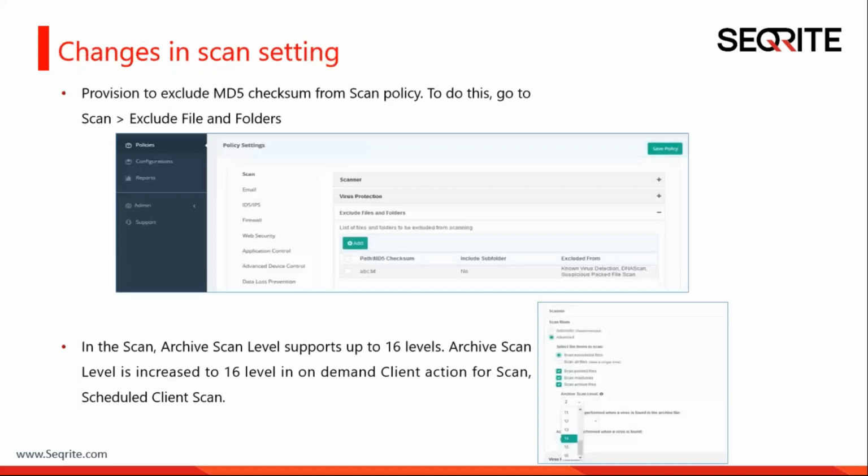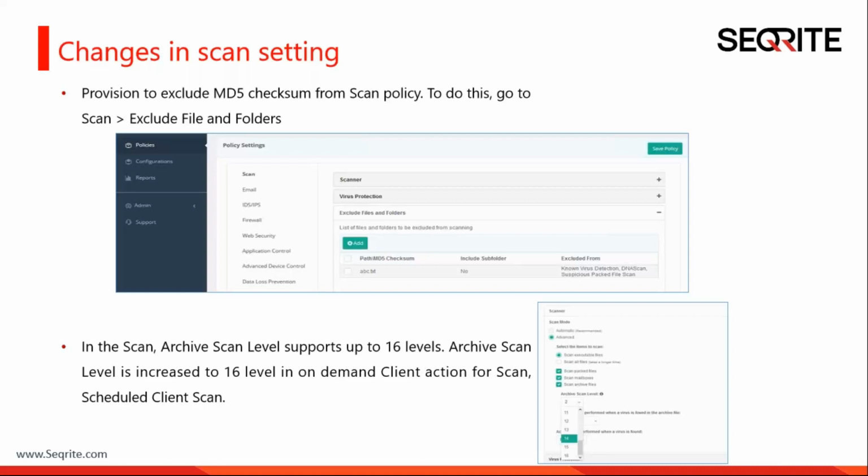The second change in EPS Cloud 1.4 is a provision to exclude MD5 checksum from scan policy. If you want to do that, you can open a policy, and in scan setting, we can exclude a file and a folder. That file and folder exclusion can be done with respect to the MD5 value. MD5 is a unique value of a file. By adding that file value, we can exclude it from scanning.